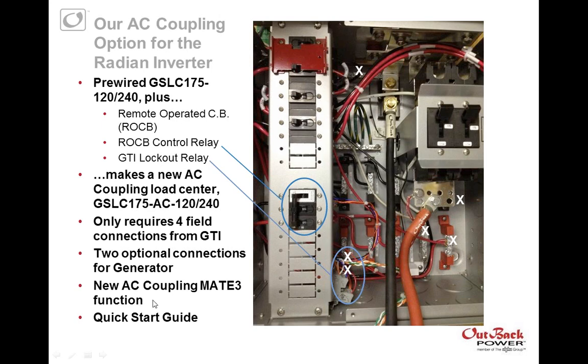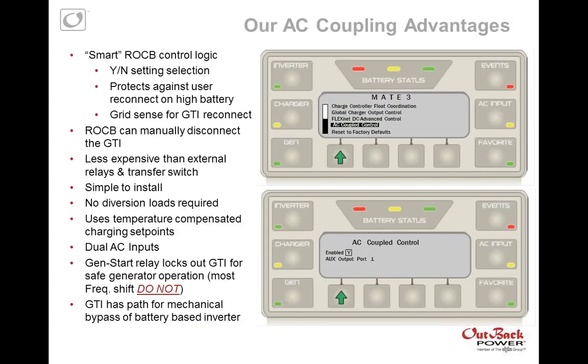There's also new AC coupling, made 3 function, and a quick start guide that shows you how to hook things up. We have some advantages. We have some smart ROCD, that's remote operated circuit breaker control logic. To get into the AC coupling function, you just select AC coupling and you say yes. There's no settings to adjust. It just works off whatever the current charge setting is. Above that setting, it opens up the circuit breaker. If it drops 0.4 of a volt below that setting, then it reconnects the grid tie inverter.